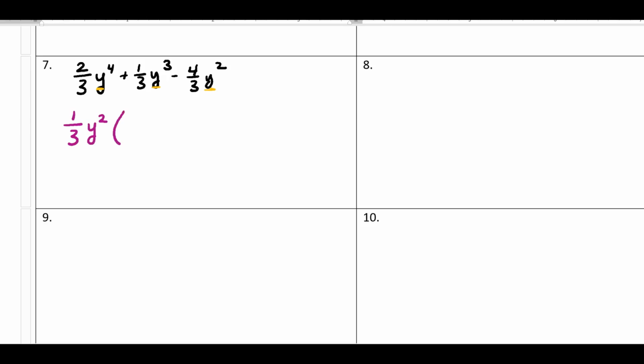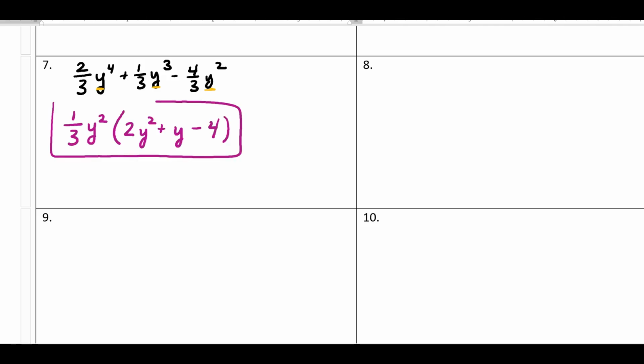And when I do that, I'm left with, well, 1/3 times what gives me 2/3? That would be 2. And then I'd have 2 y's left. 1/3 times, well, 1. And I can write the 1 and just put 1y, or I can just write y. And I tend to like to just write y. And then minus 1/3 times 4, and then the y squared stays. So this right here would be my factored polynomial. And this would be a little bit easier to work with if I was solving a problem.